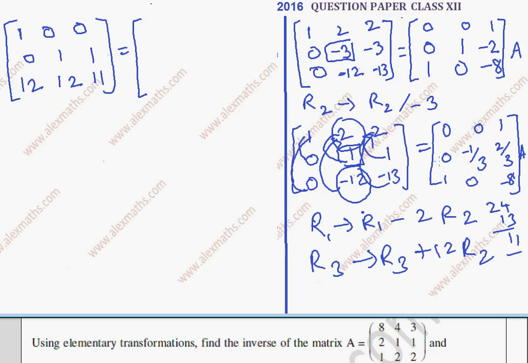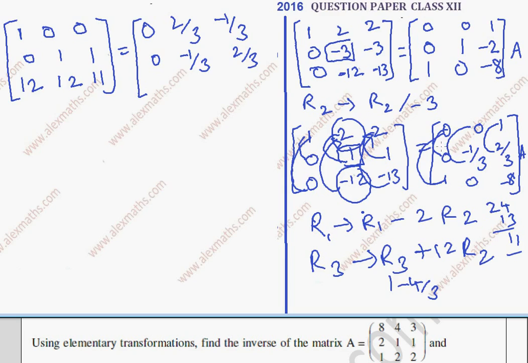So R1 minus 2 times of this, so 0. This minus 2 times of this, so 2 by 3. This minus 2 times of this, so it is going to be 1 minus 4 by 3, which is minus 1 by 3. Then R2 we will copy as it is. Then R3 plus 12 times of this, that is here, plus 12 times of this.